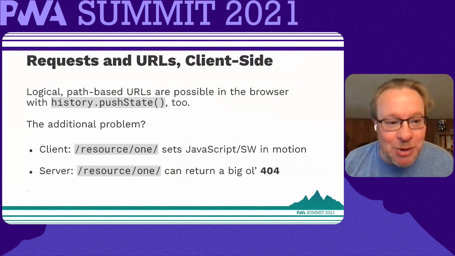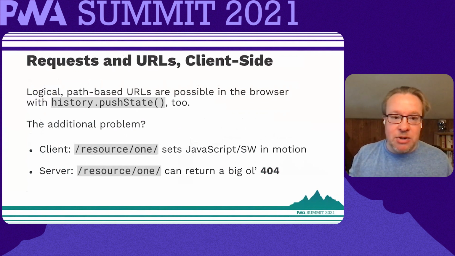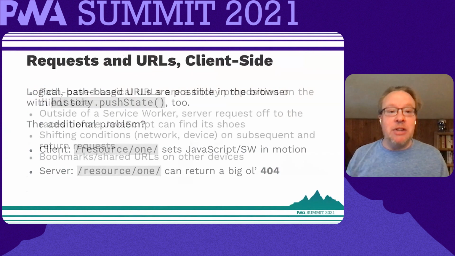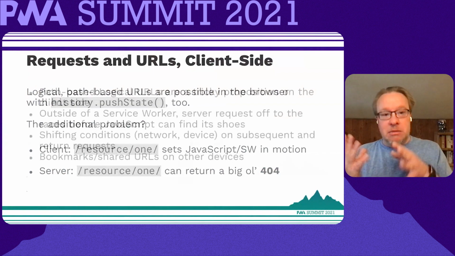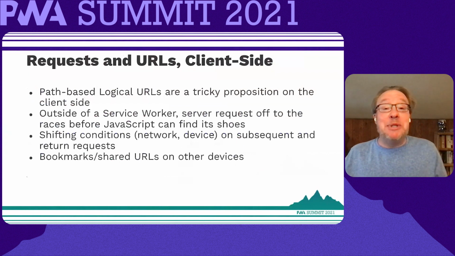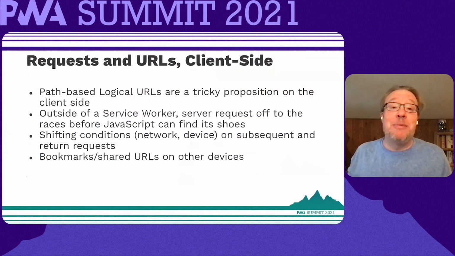We do get some additional problems with them though, right? On the client, something like /resource/1 is going to be something that sets JavaScript and the service worker in motion. But if we're outside of a JavaScript context or a service worker context, resource 1 as a direct server request can return a big old 404. So we want to try and think a little bit more about how we work with path-based logical URLs and think of them as partially a tricky position on the client side, and that outside of a service worker, a request can be off to the races to the server before JavaScript can even find its shoes.